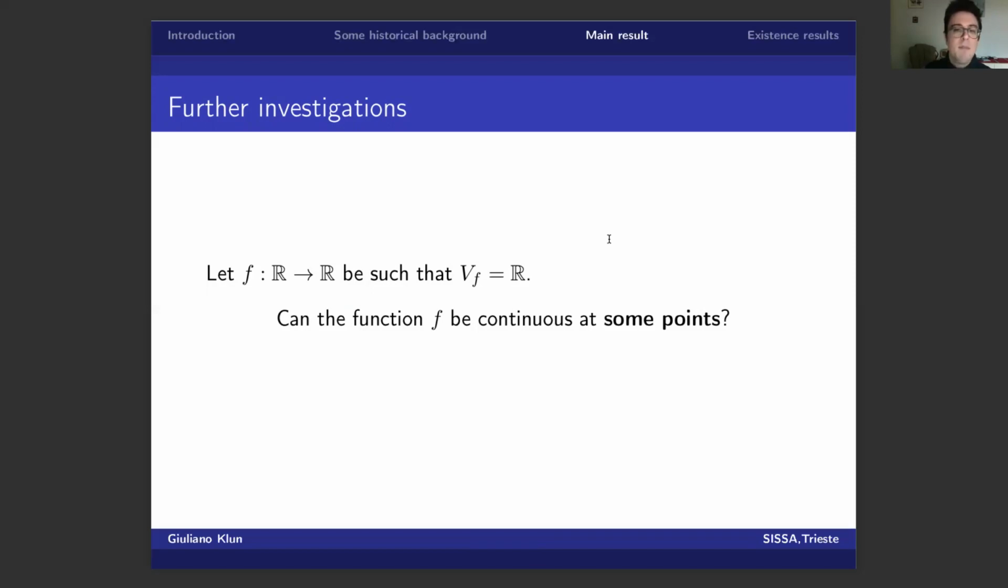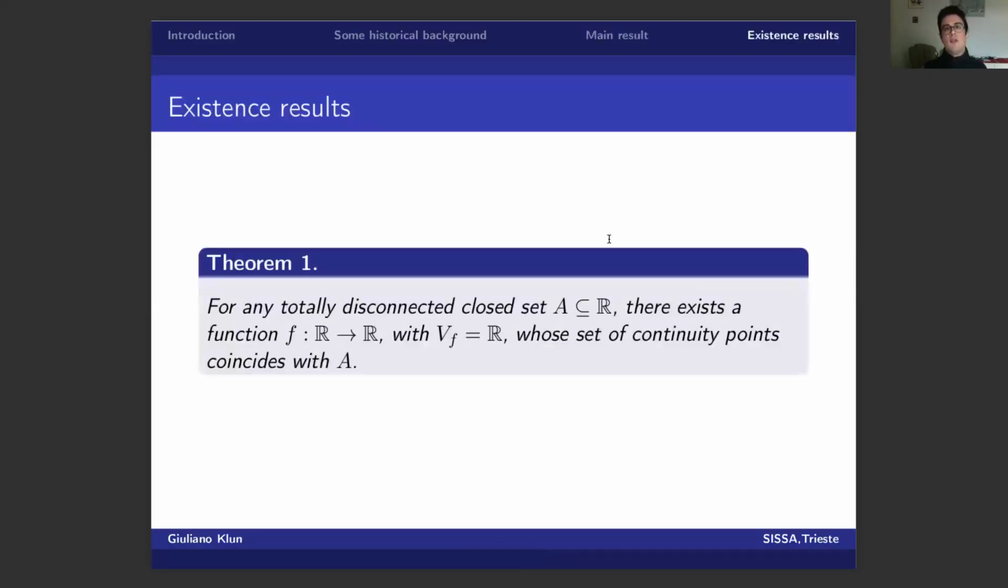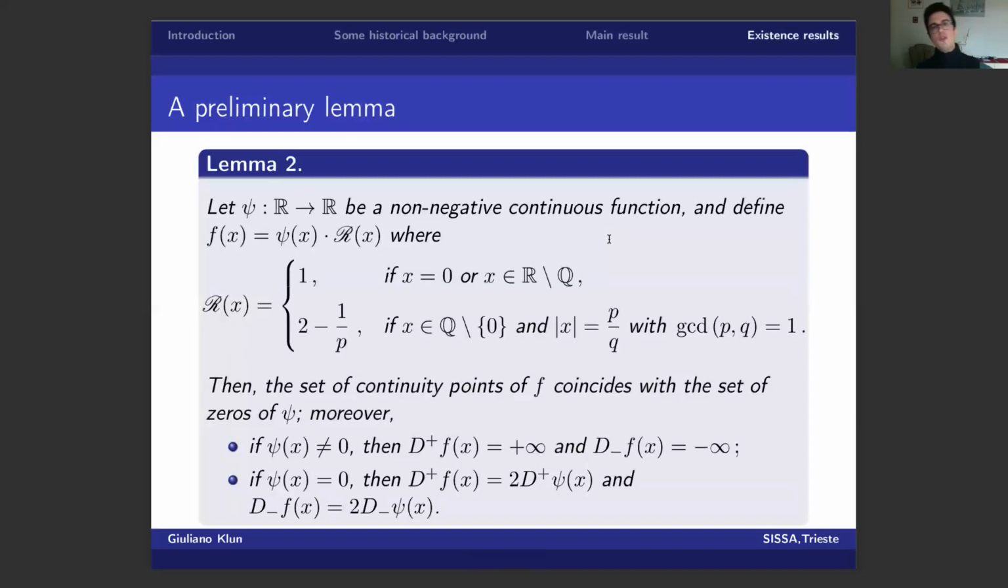And this theorem gives the main existence result of this paper. For any totally disconnected closed set A contained in R, there exists a function f for which V_f is all of R and whose set of continuity points coincides with A. How to prove this theorem? To prove this theorem, we have to previously prove two lemmas that are the following.